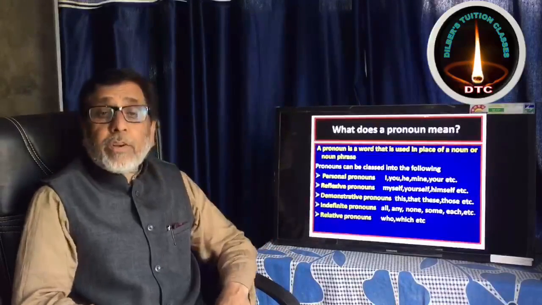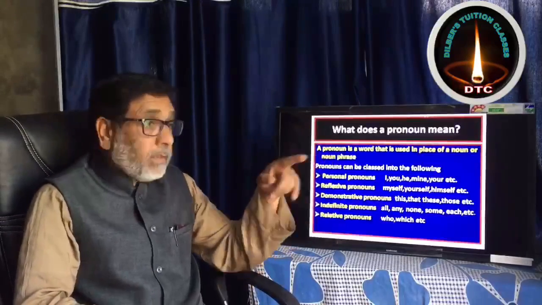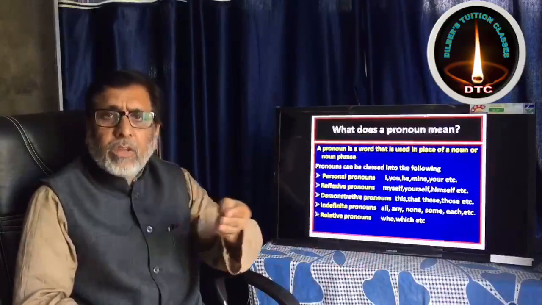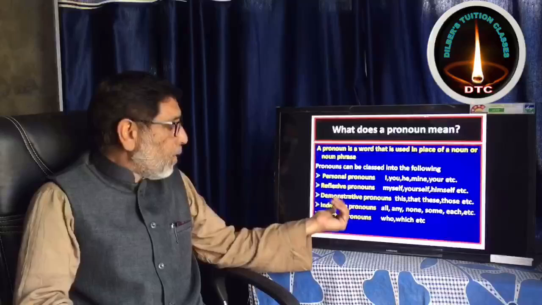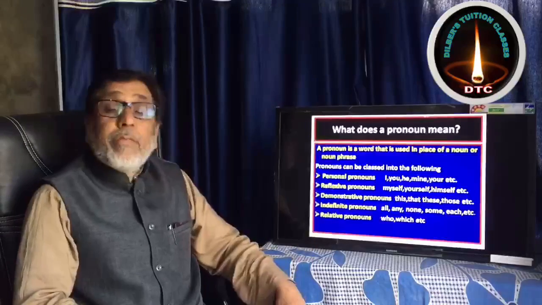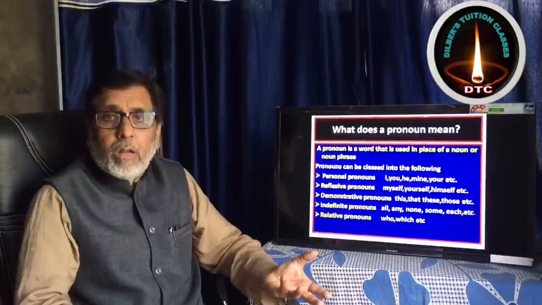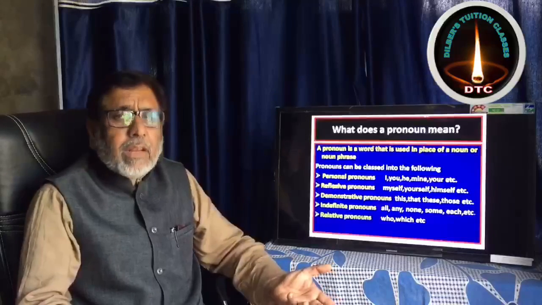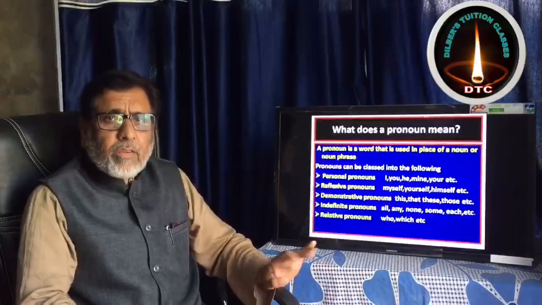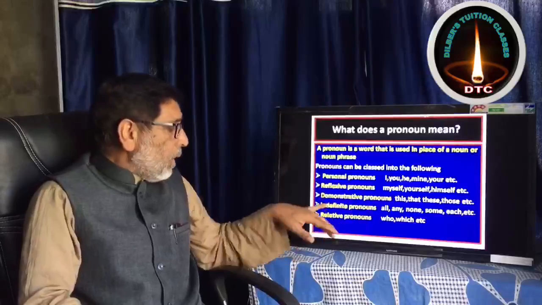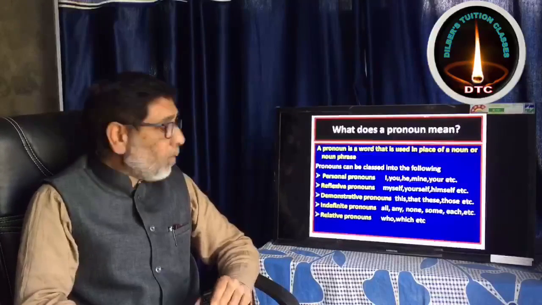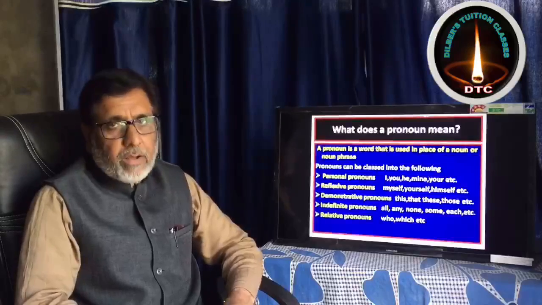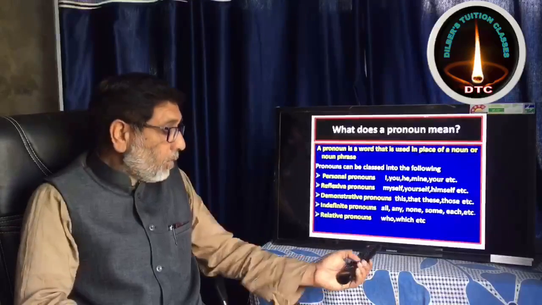Then there is demonstrative pronoun, which demonstrates this, that, these, those. So these are demonstrative pronouns. Then you have indefinite pronouns, which are not definite: all, any, some, each, every, like this. Okay, this is called an indefinite pronoun. Then you have relative pronouns. Now relative pronouns are who, which, that, etc. So now let us move forward.